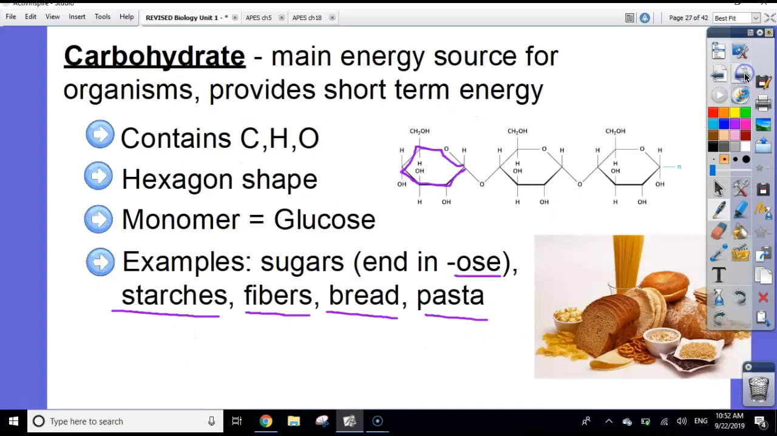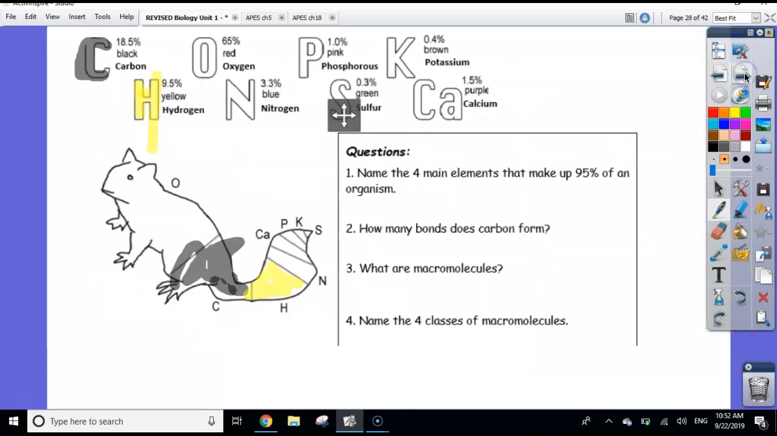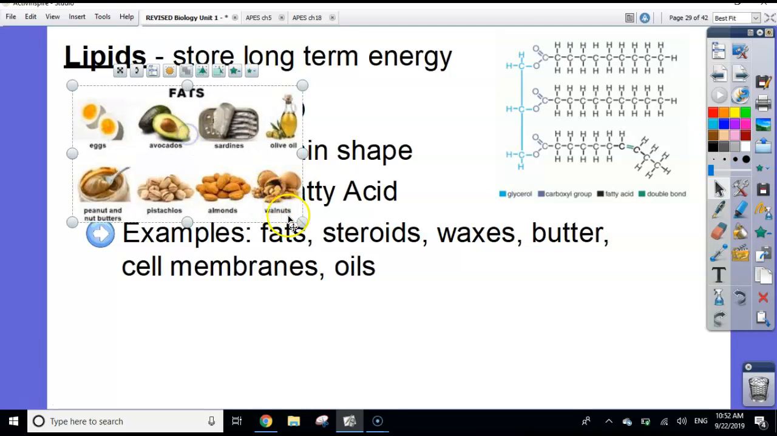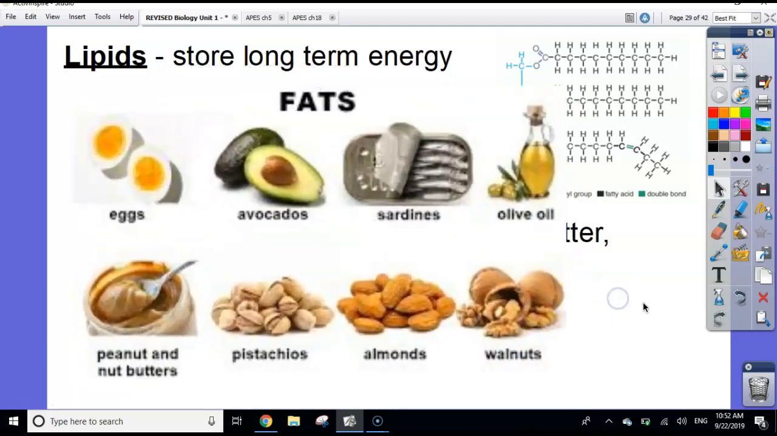Okay, so here's where your notebook comes in. We are going to talk about lipids and proteins. I'm going to cover this up right now. So here's what I need you to write down. Everything on this page, you can keep going from where you left off yesterday. We wrote down carbs. Now I need you to write down lipids. Lipids store long-term energy. So carbohydrates are short energy.